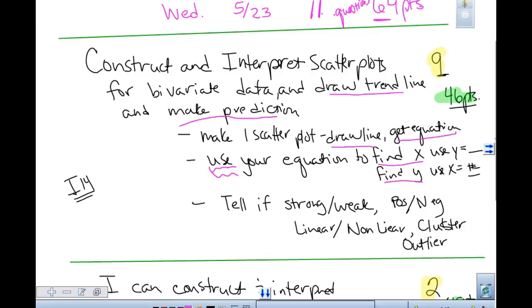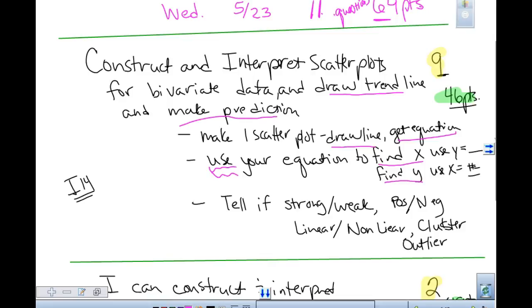It's either one or the other. It's just really close to a curved line or really close to a straight line, or it's kind of spread out. Positive or negative? It goes up or it goes down. It either makes a straight line or it's a curved line. There's a cluster or there's an outlier. Okay, so that's the first 9 questions. It's like a 3-page test.